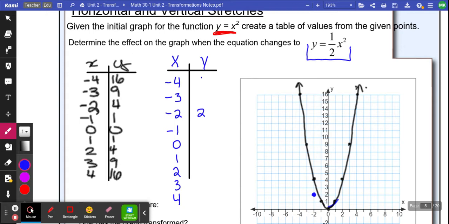Okay, so getting these points. Put negative 4 into this equation. Negative 4 squared becomes positive 16. Positive 16 times 1/2 would be 8. So that means I have negative 4 and 8 as one of my points on my new graph. Draw a dot at negative 4 and 8. Next one is negative 3. Negative 3 squared is 9. Positive 9 times 1 over 2 is going to be 4.5. So negative 3 and 4.5.